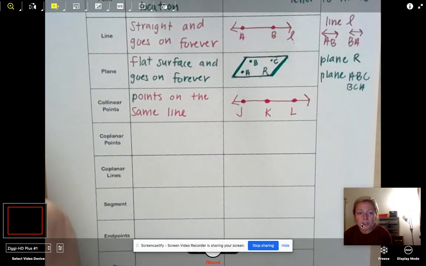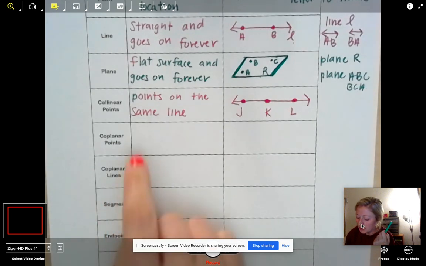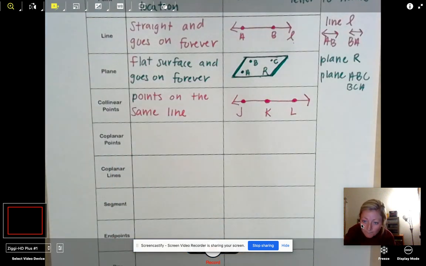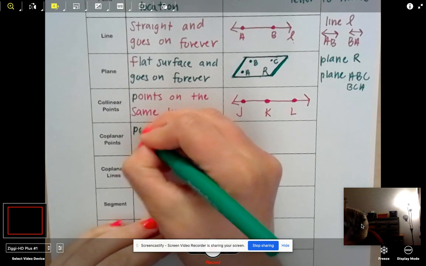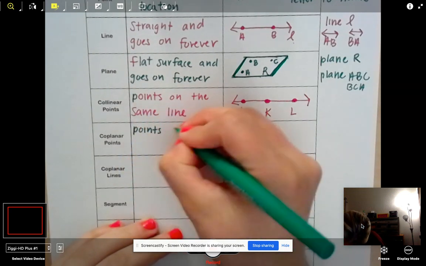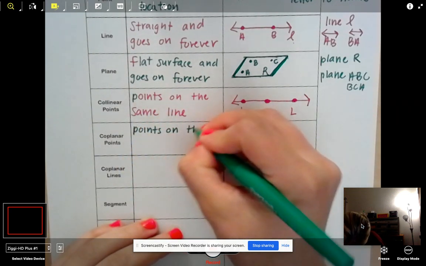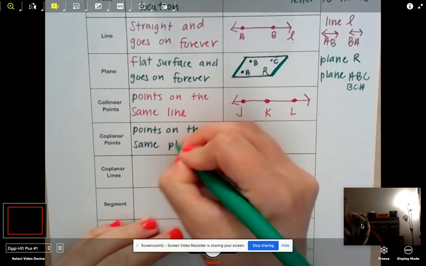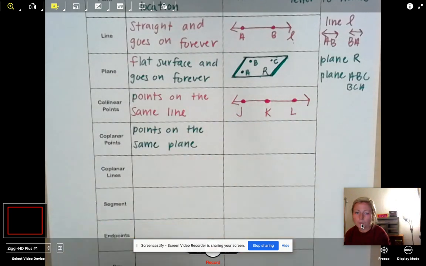So what do you suppose coplanar points are? So coplanar points would be points on the same, you guessed it, plane. So points on the same plane. Woo! So again, draw your plane.